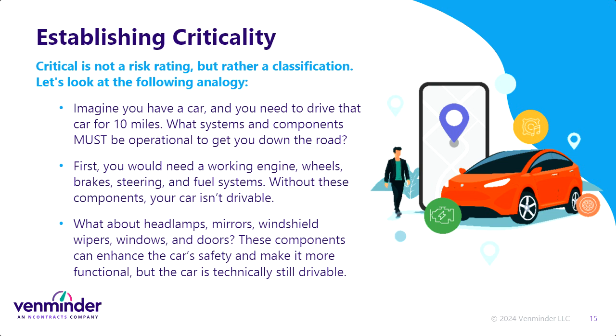Now, in order to understand this concept of establishing criticality, it helps to think of this car analogy. So imagine that you need to drive 10 miles and ask yourself, what systems and components must be operational to get myself down the road? The basic components that make a car operational would include the engine, wheels, brakes, and the steering and fuel systems. If your car was missing any of these items, the car wouldn't get you from point A to point B. Now think of those other components like the mirrors, windshield wipers, headlights, and even the windows and doors. These items can make the car much more functional and safe to drive, but you can still technically operate your vehicle without them.